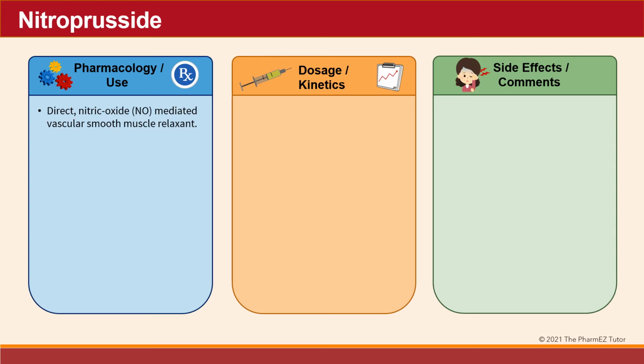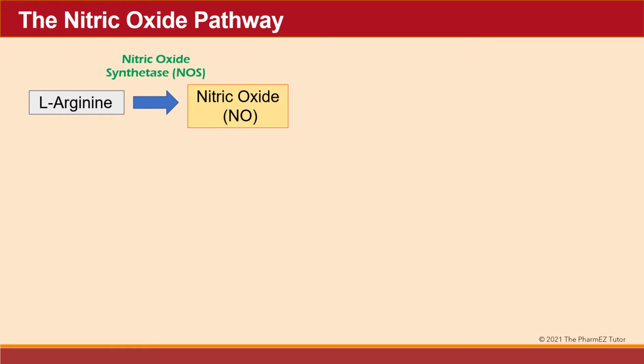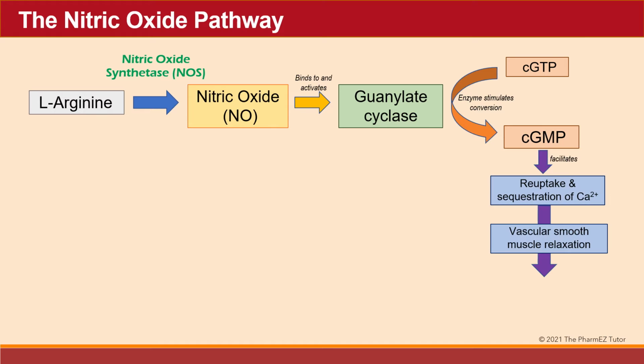Nitroprusside's mechanism is that it's a direct nitric oxide mediated vascular smooth muscle relaxant. In order to better understand the mechanism of action of nitroprusside, let's spend a minute reviewing the nitric oxide pathway. The nitric oxide pathway begins with L-arginine being converted to nitric oxide via the nitric oxide synthetase enzyme. Nitric oxide then binds to and activates guanylate cyclase, which is an enzyme that stimulates conversion of cyclic GMP. Cyclic GMP then facilitates reuptake and sequestration of calcium, resulting in vascular smooth muscle relaxation and vasodilation.